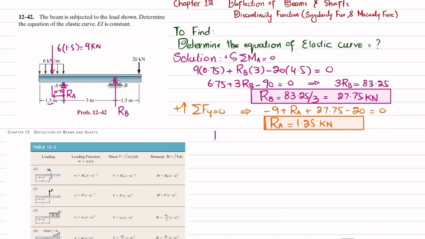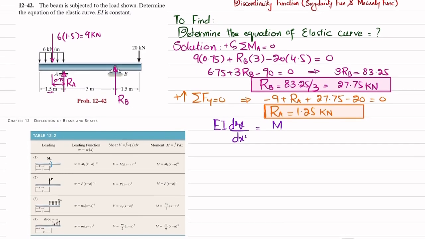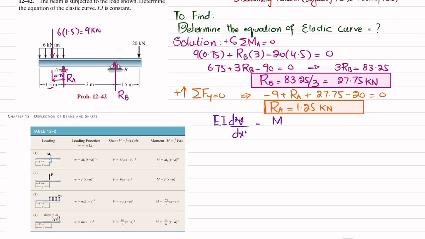Now you have RA and RB, so we'll find the equation of elastic curve, and you know that the equation of elastic curve can be obtained by using this formula, EI into d squared v over dx squared is equal to moment. Since we are applying Macaulay's method, you can see different scenarios. This is for point load, this is for distributed load, and this is for triangular loads, and the moment equations are mentioned over here.